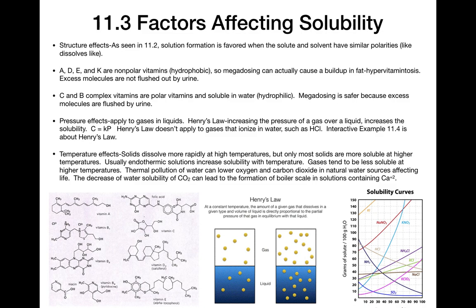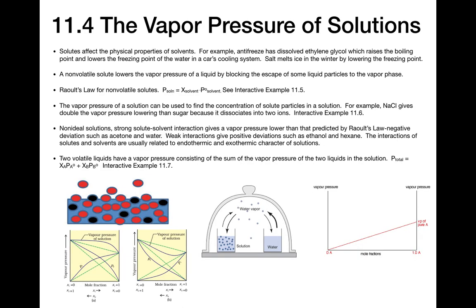The book also gets into how boiler scale forms, which we will actually address in more detail in chapter 14, but I do suggest you look at how they talk about how the decrease of solubility of carbon dioxide can lead to boiler scale if your solution has calcium ions in it. 11.4 talks about the vapor pressure of solutions.